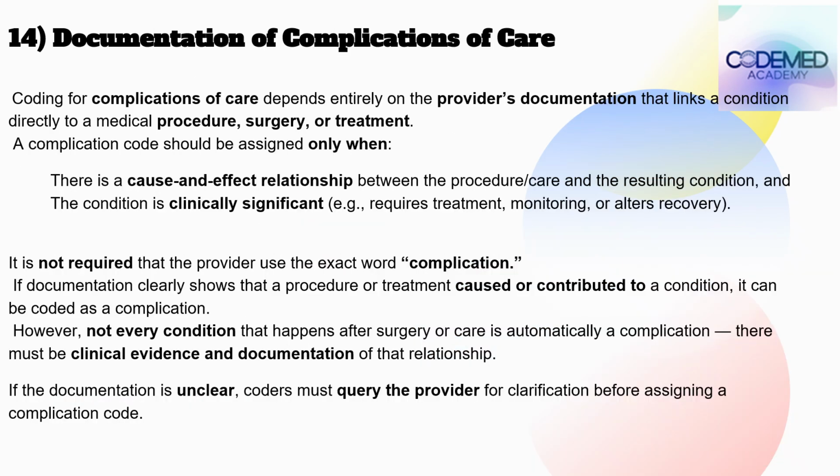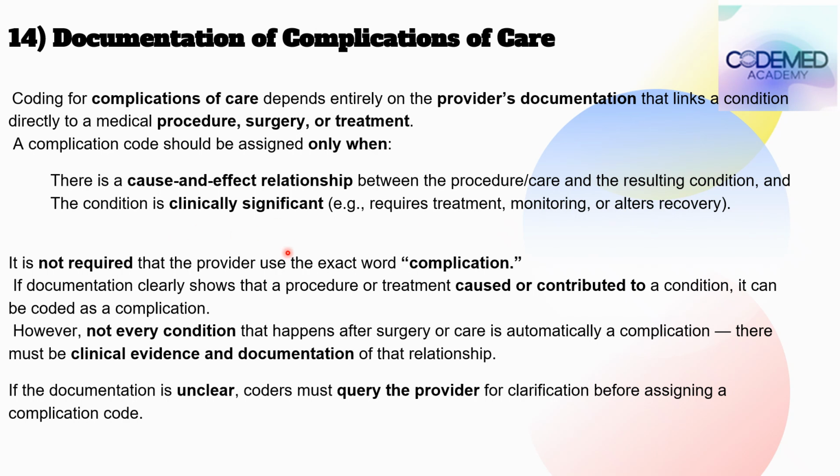Point number 14, documentation of complication of care. This is a new point which they have added. Coding for the complication of care depends entirely on the provider's documentation that links the condition directly to the medical procedure, surgery or treatment. A complication code should be assigned only when there is a cause and effect relationship between the procedure and the resulting condition and the condition is clinically significant, that is, it requires a treatment. It is not required that the provider use the exact word complication.